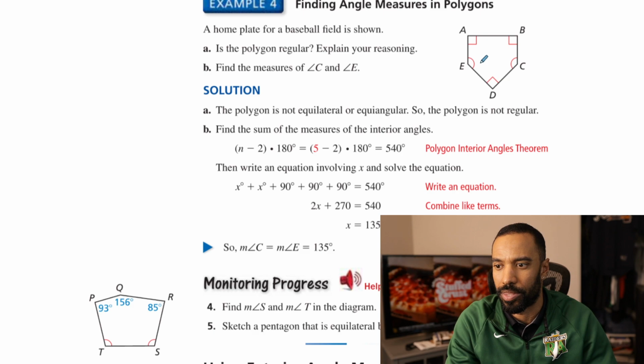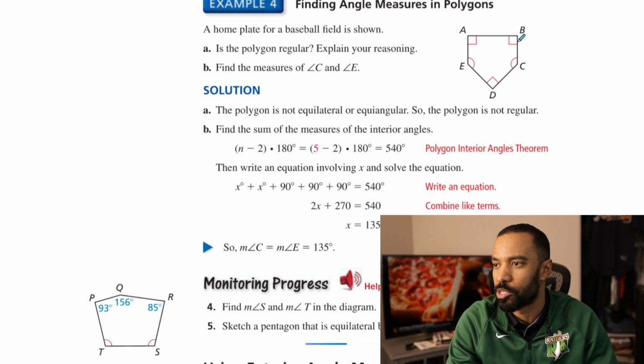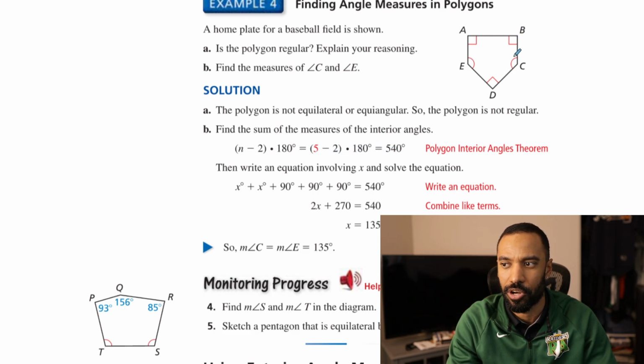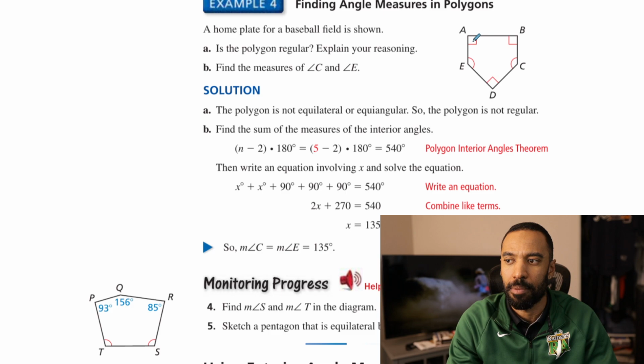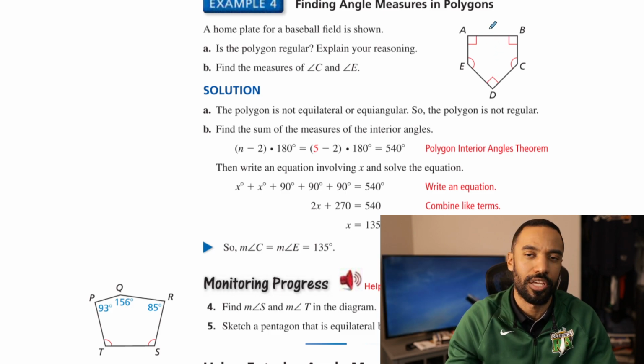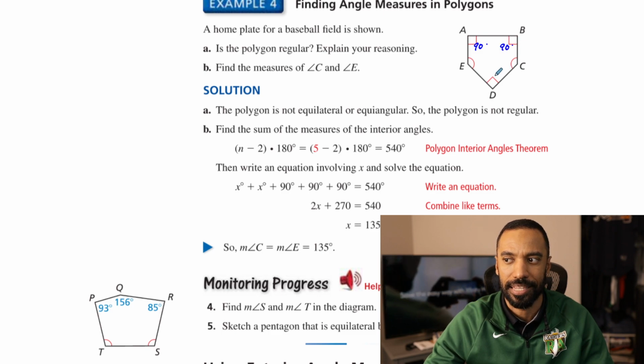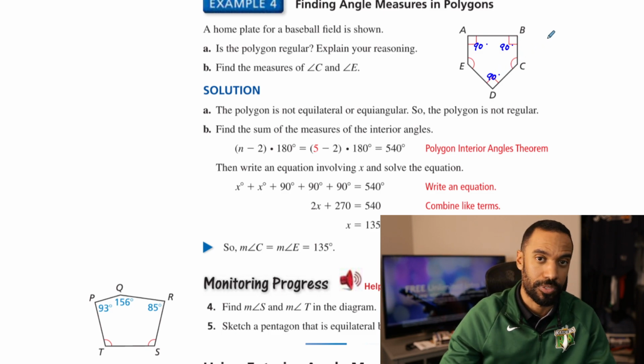So here's what you can do on this one. It's a pentagon, a 5-sided shape. Use the 180 times n minus 2. 5 minus 2 here gives 540. That's the interior angle sum of these 5 angles. They mark these as right angles. And honestly, here's what I would do for these when it comes to solving it. I'd put 90. I know that you know it's 90 degrees.